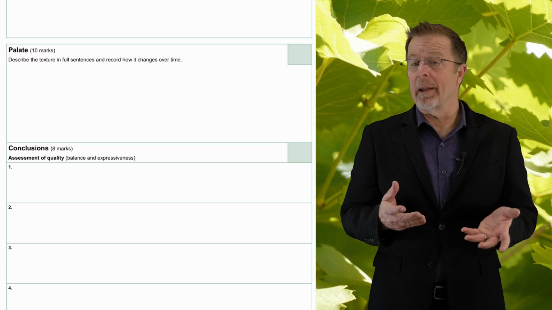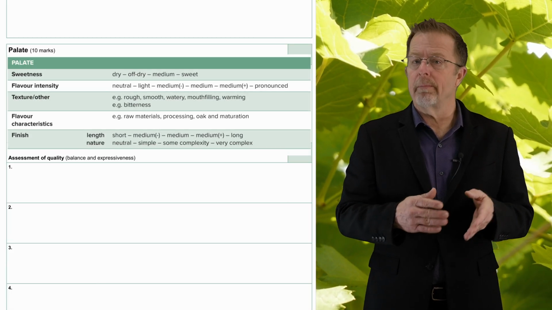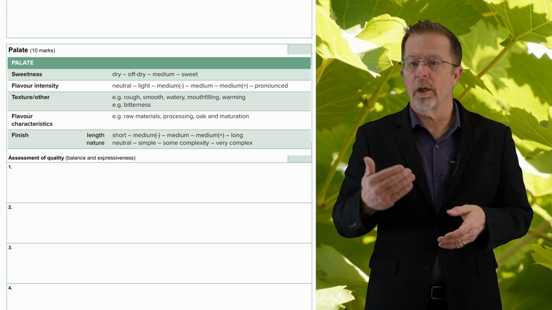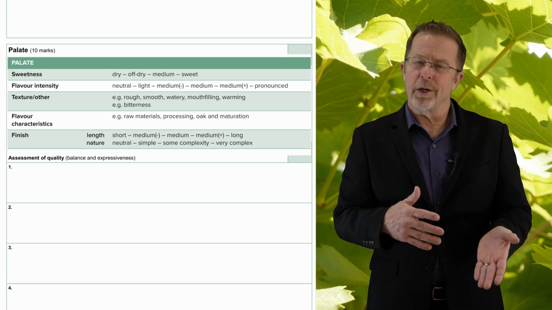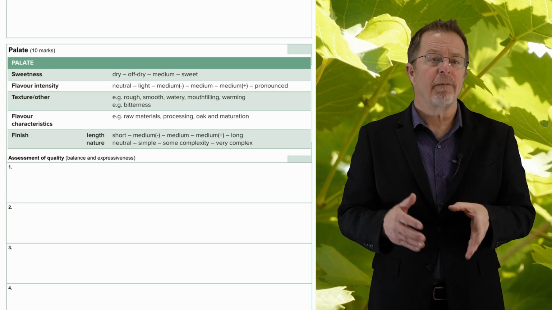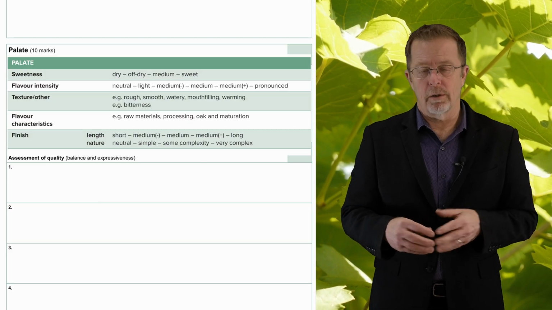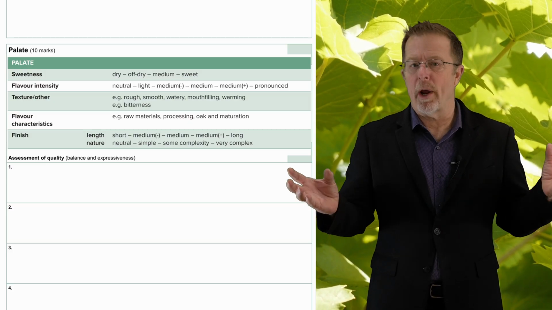And then finally, the palate concludes with the finish. There is 1 mark for length: short, medium minus, medium, medium plus, long, and 1 mark for nature: neutral, simple, some complexity, very complex. You're just going to pick 1 from that hyphenated line. Don't balance and try to pick 2.